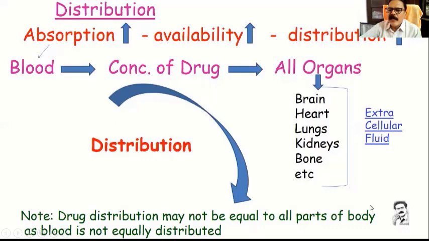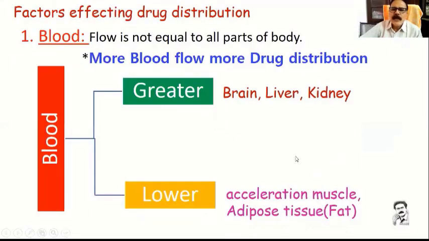And the distribution is not equal. Just now I told you, all parts are not getting equal. In society also you can see the same problem, because everybody is not rich, everybody is not poor. Somebody is getting, somebody is not getting. So the same rule applies in the body also. When it comes to blood flow, the blood distribution is very important, because if the blood distribution is more, automatically the drug will flow more. Flow is not equal in all the parts of the body.